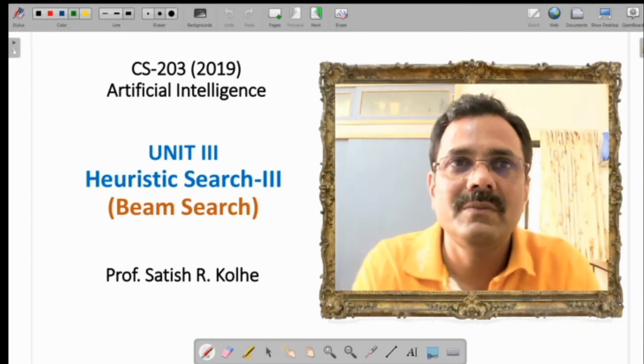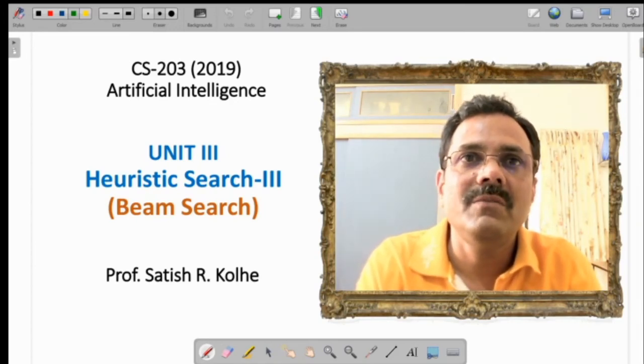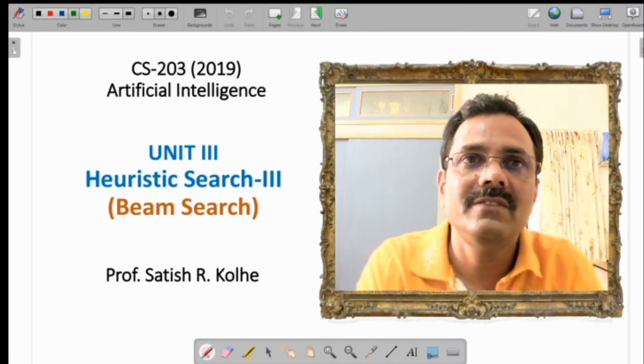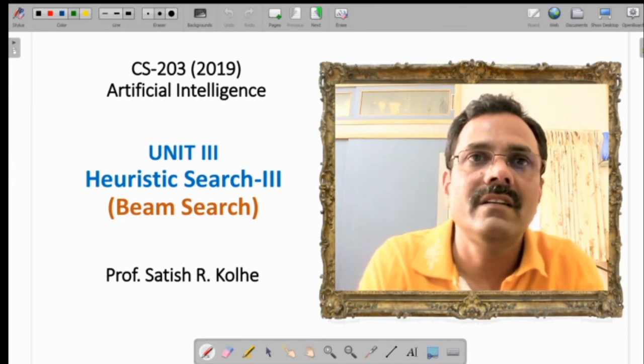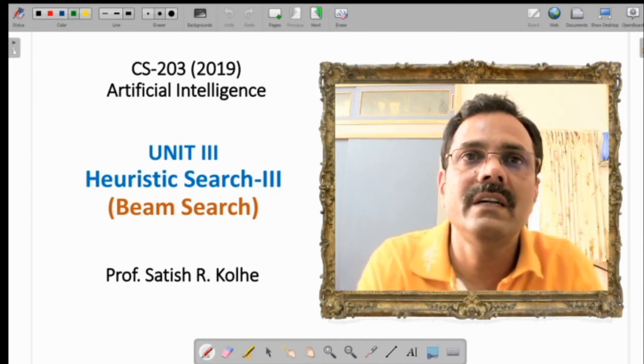Hello students, good morning. We know that an informed search algorithm uses some heuristic function to carry out search. That heuristic function we call H(n), where n is a node. That function H is used at node n. So this heuristic function helps you to guide the search.